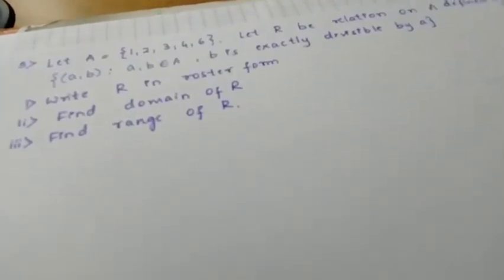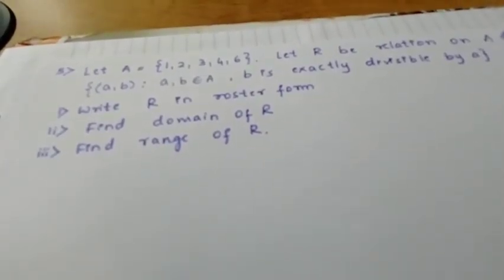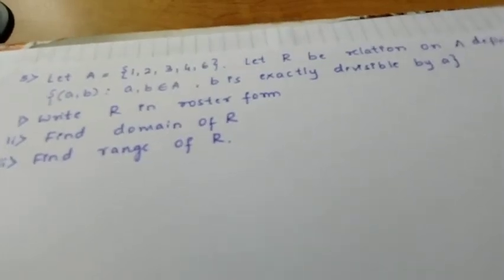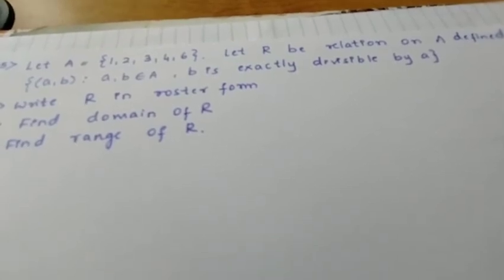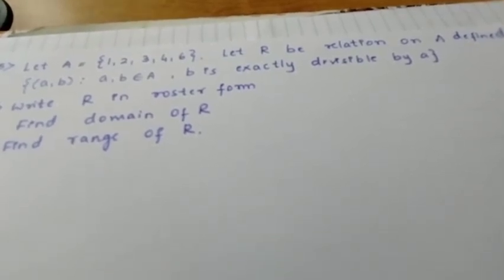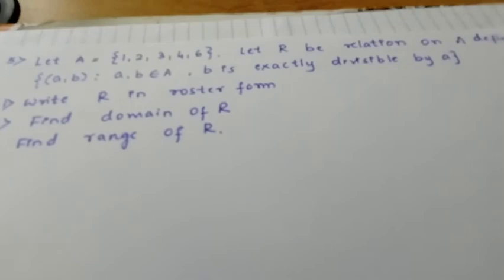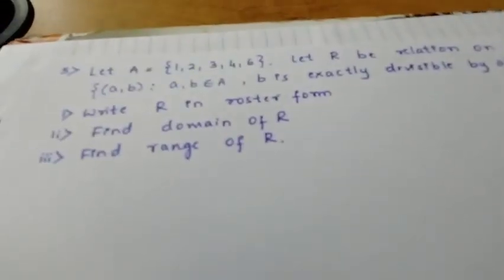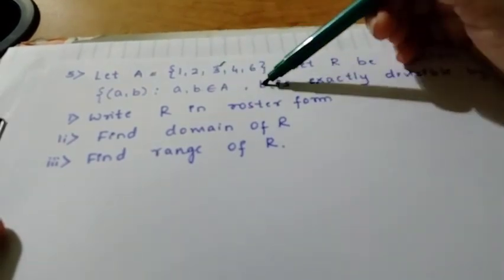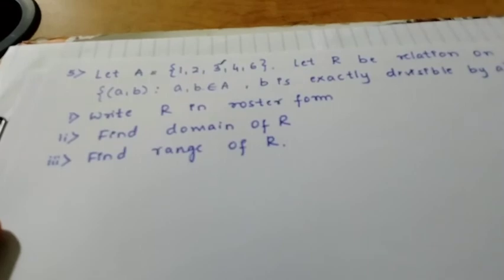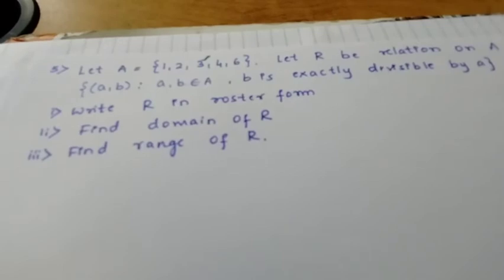Next, fifth example. Let A is equal to {1, 2, 3, 4, 6}. So there are a few elements defined here. Let R be a relation on A. R is a relation which is defined on the set A such that it is an ordered pair (a, b). It may be given in any form. So here it is given (a, b) such that a and b both will belong to the set A, and b is exactly divisible by a. So that is the relation given to you: b is exactly divisible by a.